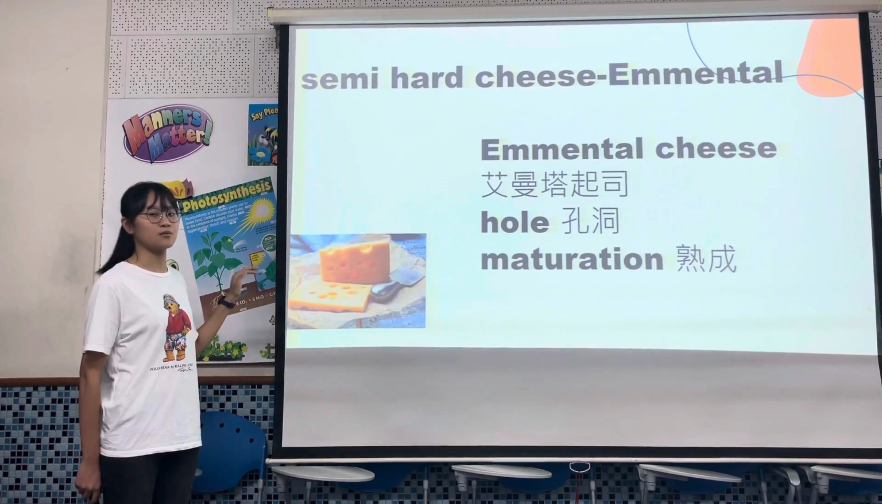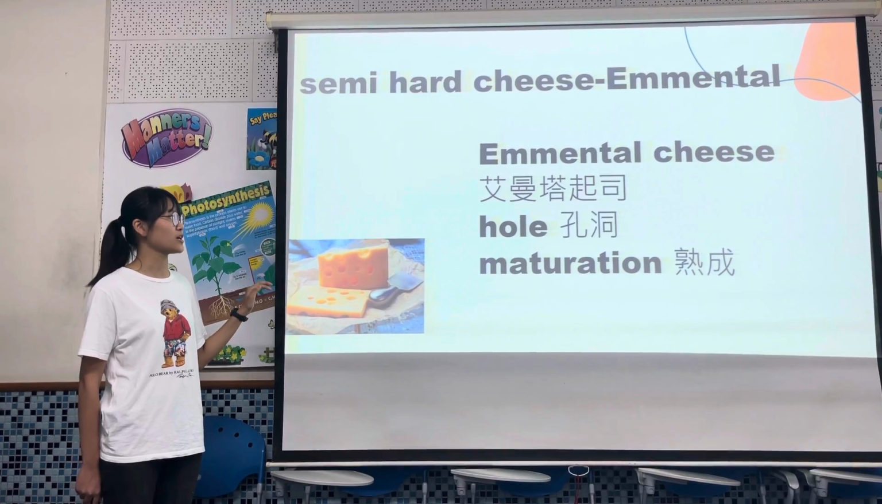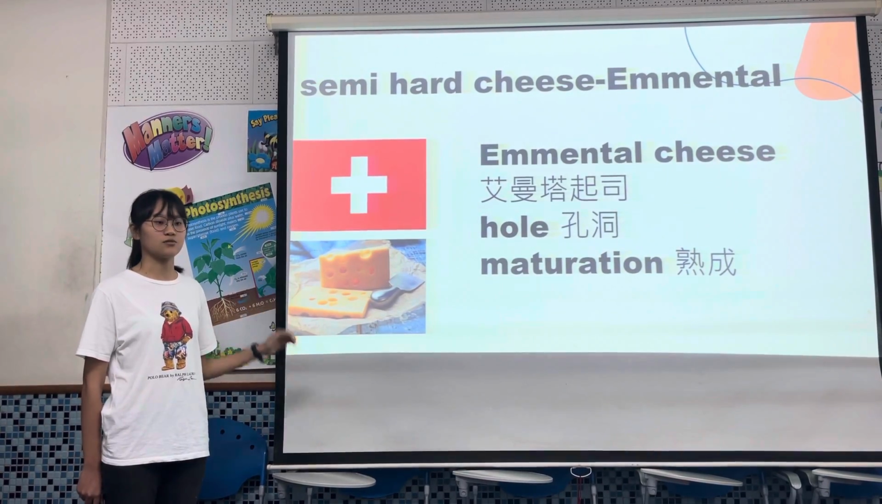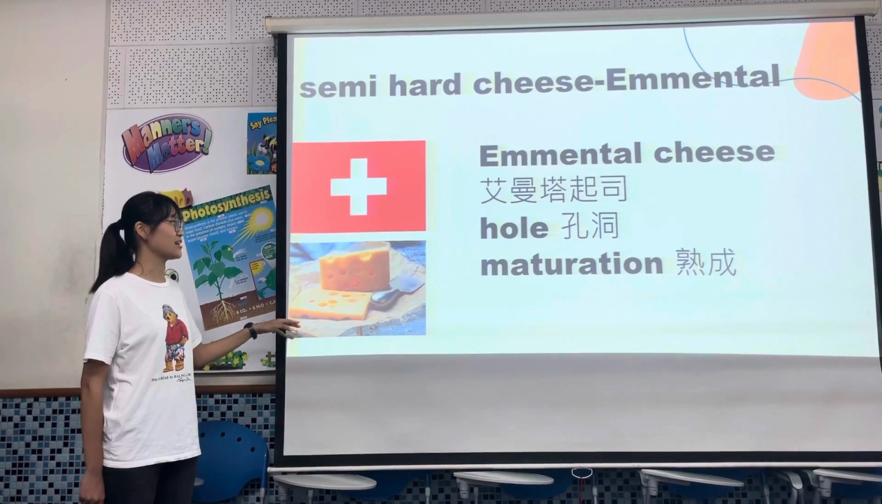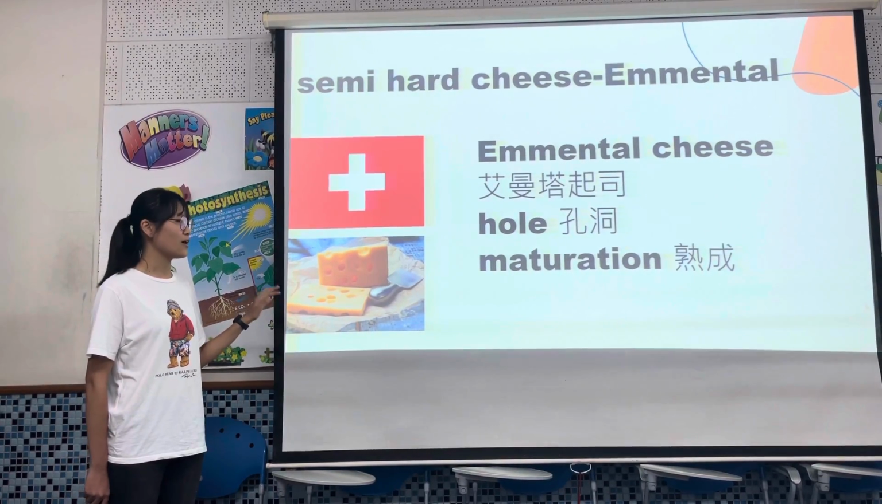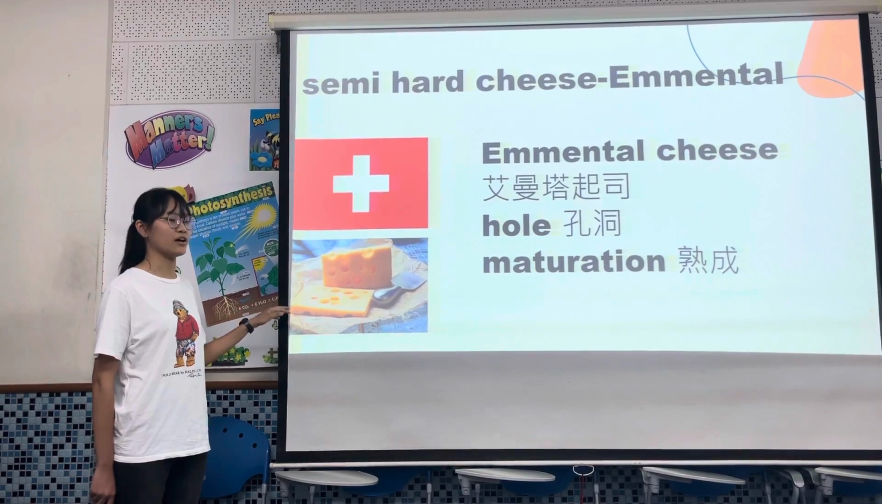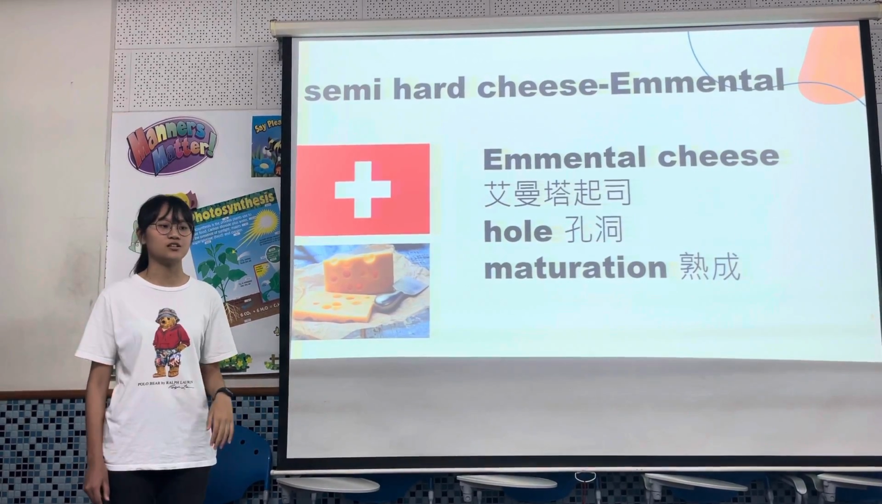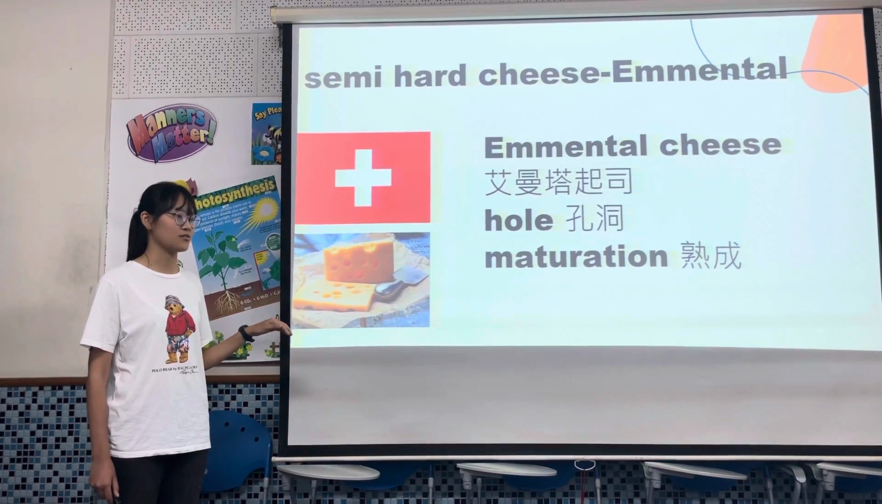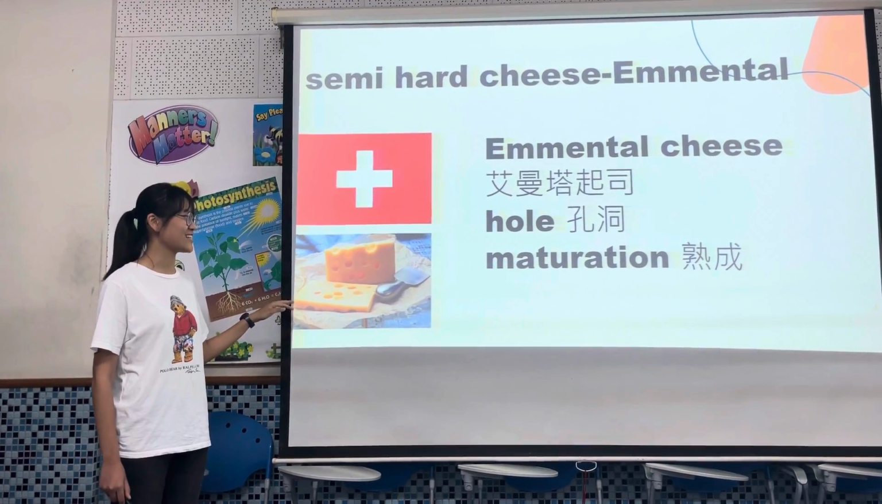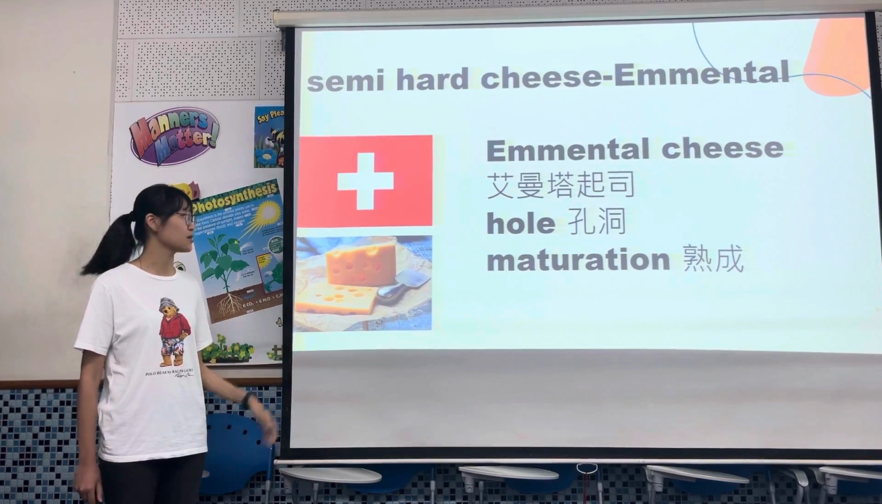And the second is semi-hard cheese, for example, Emmental cheese. Emmental cheese originated in Switzerland, and it is often seen in cartoons like this. And the reason it has holes is that the master needs to poke holes in it to allow the bacteria to enter the cheese during the maturation time.